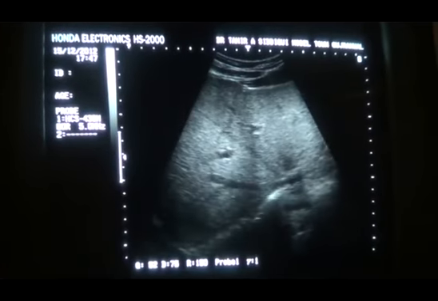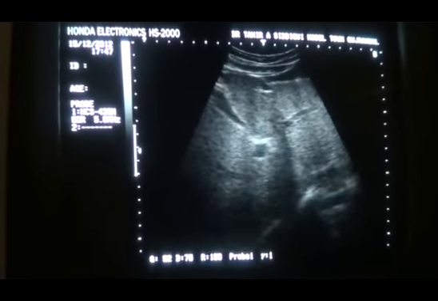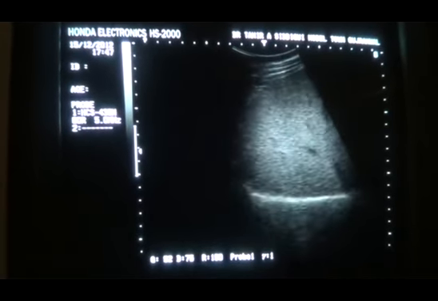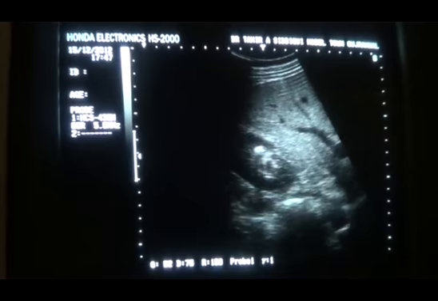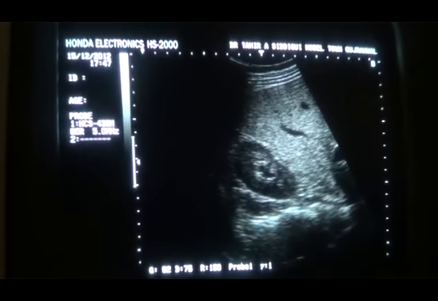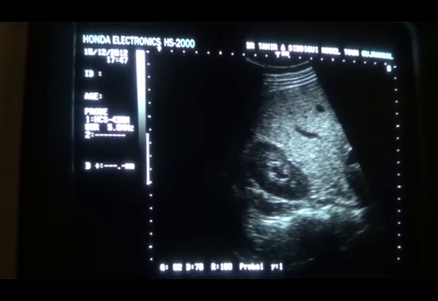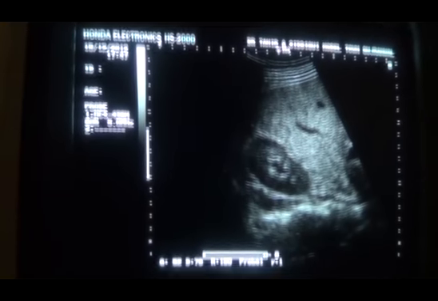Because we see the black renal parenchyma, this is in fact a finding that is consistent with level 1 fatty liver.